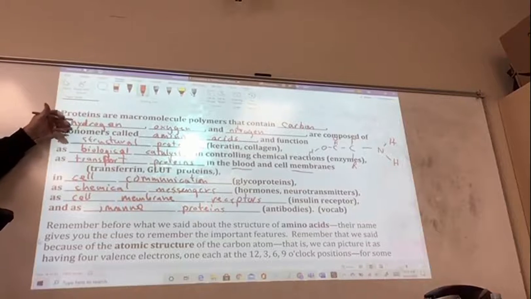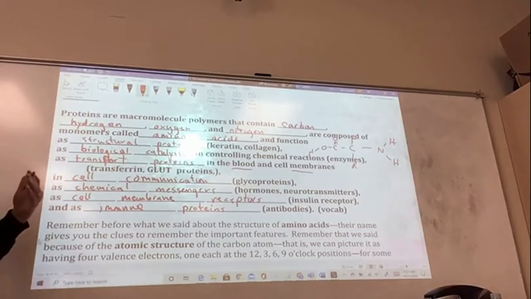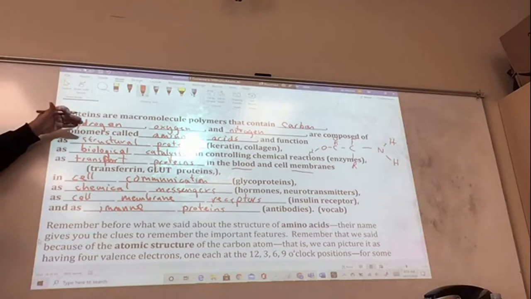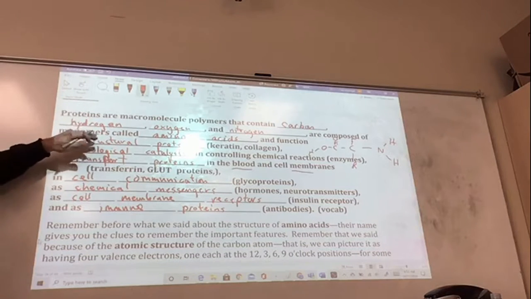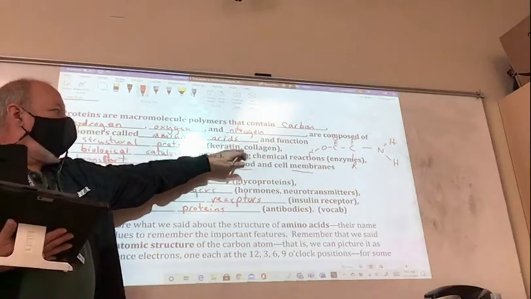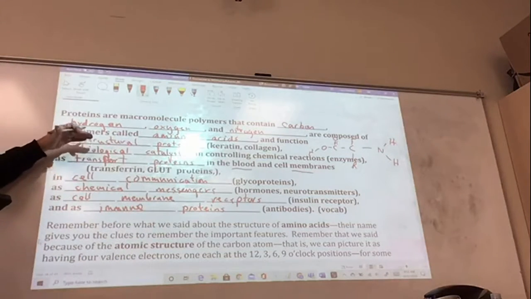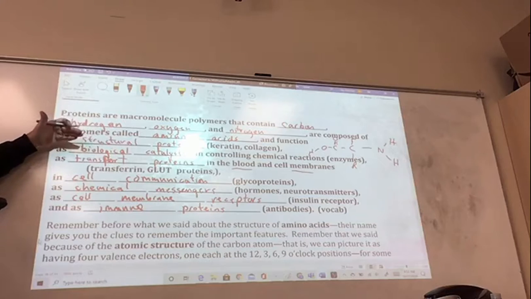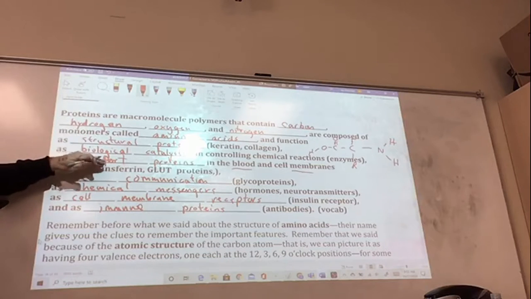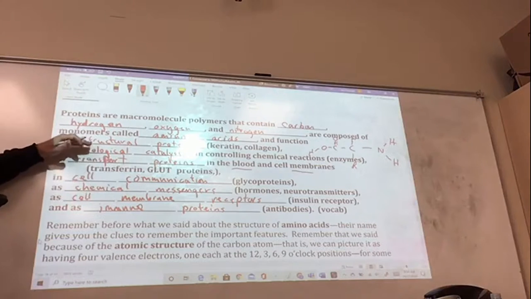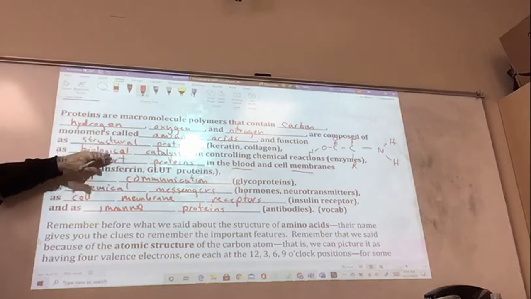That's a lot of functions. Proteins do a lot of things. And when we start to look at the structure of the proteins, we'll figure out why it is that proteins can do all of these amazing things. So we have structural proteins. Again, keratin and collagen are examples of those. Biological catalysts, these are enzymes. We've talked some about those. Transport proteins, both in the blood and in cell membranes. So that's 2 categories right there. So 1, 2, 3, 4.